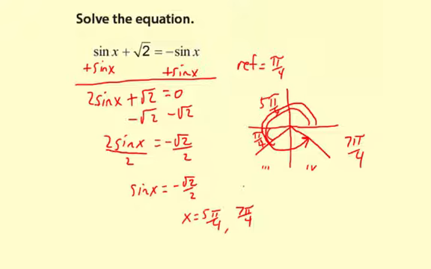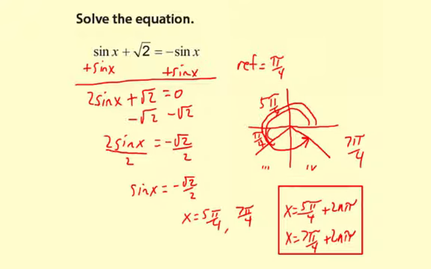Now we're looking for the general solutions, not just over the interval of the first unit circle. So we're going to need to modify this a little bit. x equals 5 pi over 4 plus 2n pi, and x equals 7 pi over 4 plus 2n pi. Okay, that accounts for all solutions.